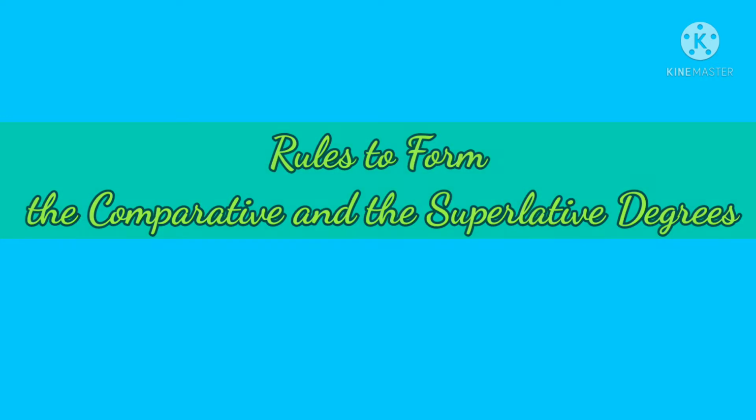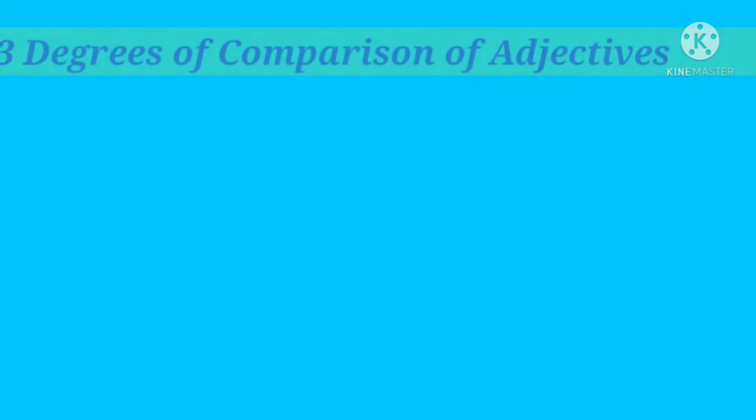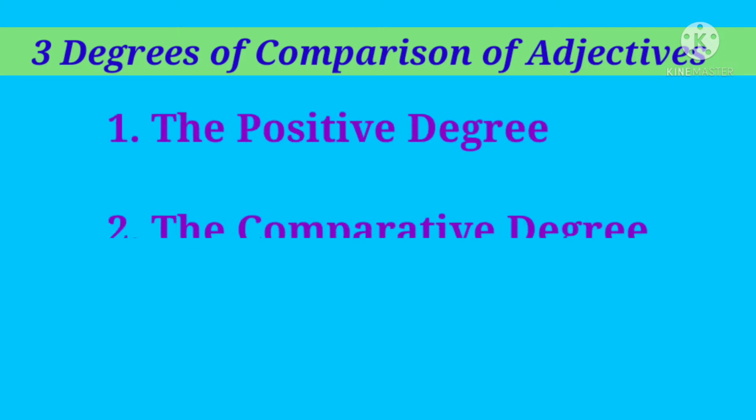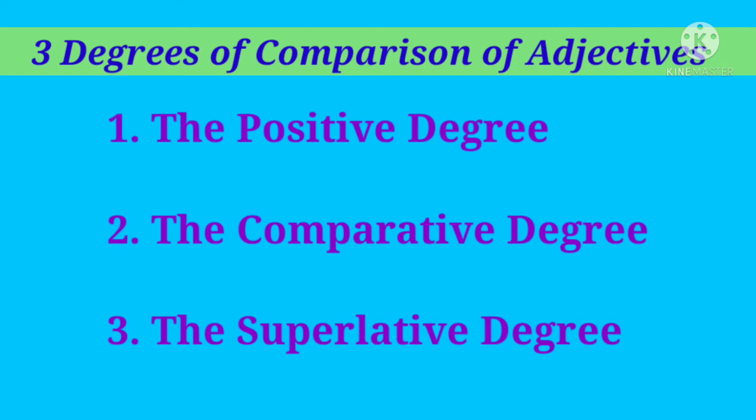So let's get started. As we all know, there are 3 degrees of comparison of adjectives. In the last video we discussed these degrees. The 3 degrees of comparison of adjectives are the positive degree, the comparative degree, and the superlative degree. The positive degree is used when there is no comparison involved. The comparative degree is used when two nouns are compared, and the superlative degree is used when more than two nouns are compared, right? Now it is very important to learn the rules to form the comparative and the superlative degrees, okay? So let's learn about these rules one by one.